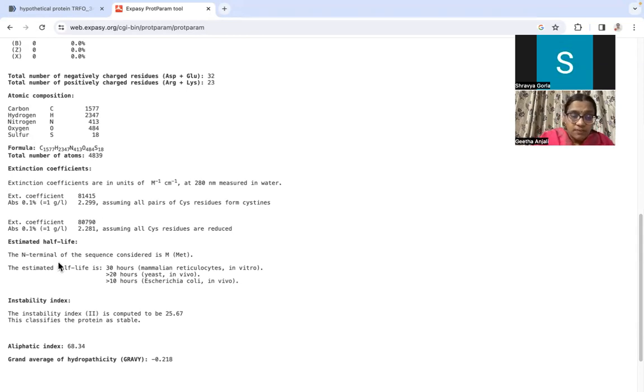So if you check here, the estimated half-life of this protein is 30 hours. When you synthesize this protein in mammalian cells, it is 30 hours; it is more than 20 hours when you synthesize it in yeast, and it is more than 20 hours if you synthesize it in E. coli. So relatively, it is a stable protein. Even if you synthesize it in E. coli, you can recover that protein within 20 hours, and you can store it by using several storage procedures.